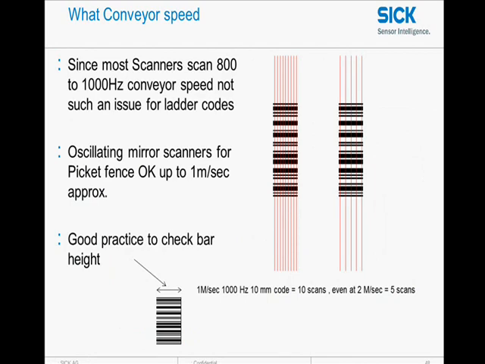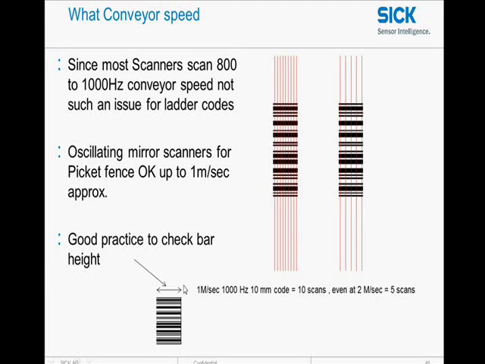Okay, well, since most scanners scan at 800 to 1000 Hertz, conveyor speed is not such an issue for ladder codes. You can see the diagram here. I'm showing the number of scans that you would get if it was going through at 1 meter per second, or if you double the speed you'll get half the number of scans. So that's effectively how many scans would go through the code.